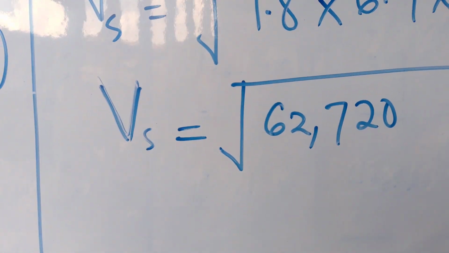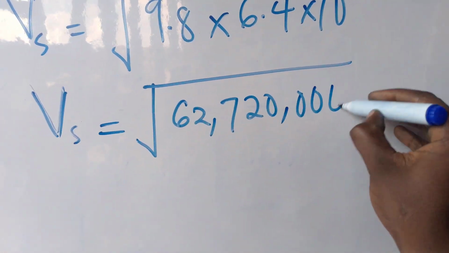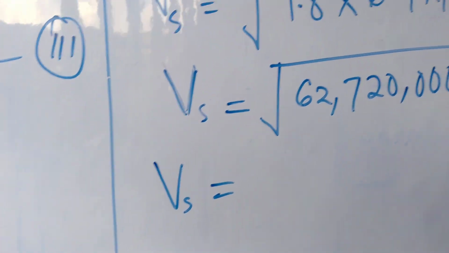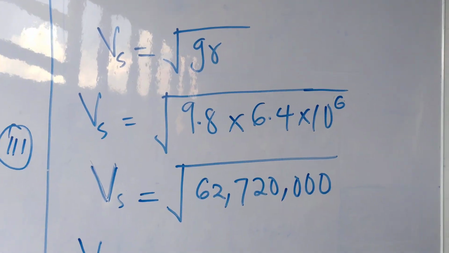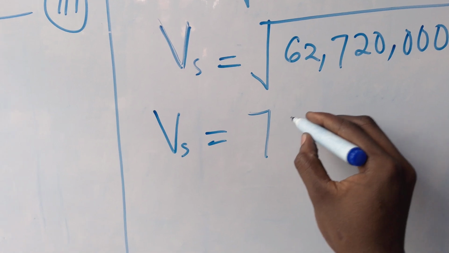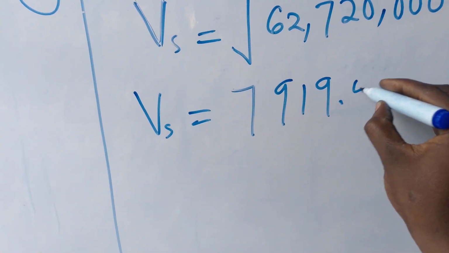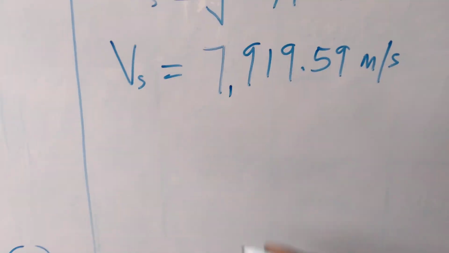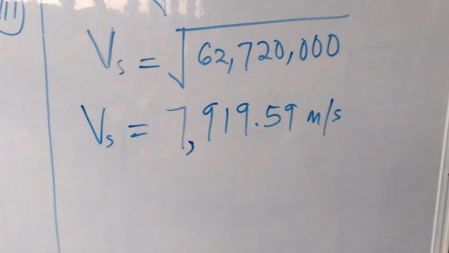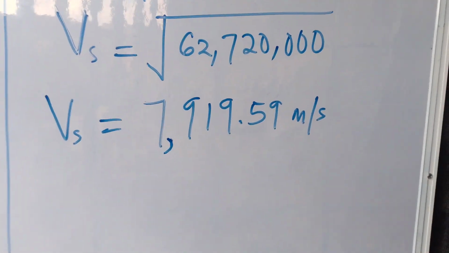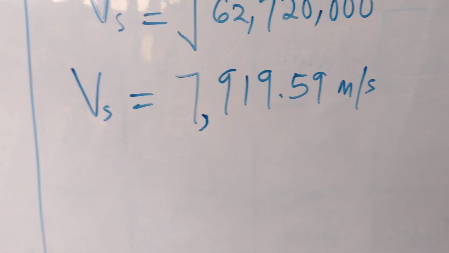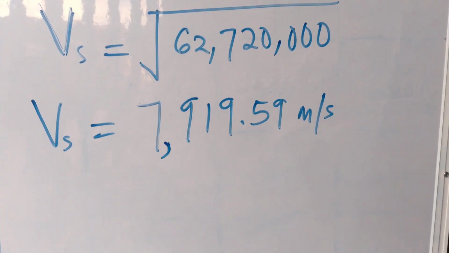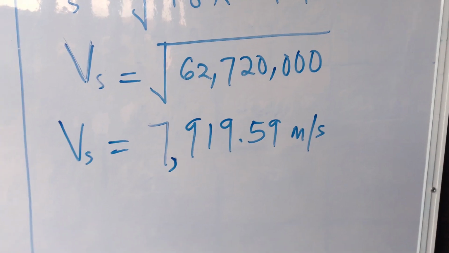So Vs will be the square root of 62,720,000. Alright, so if I find the square root now, the velocity of the satellite is 7919.59 meters per second. Right, this is the velocity of the satellite. That's the speed. The speed of the satellite is 7919.59 meters per second.